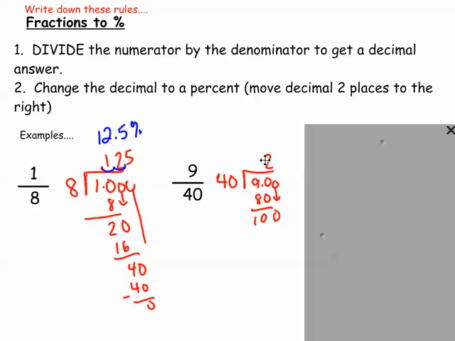80, 40 goes into 100 twice. That's 80. 20 left over. Bring down another 0. And 40 goes into 200 5 times. So now I'm finished. Bring that decimal straight up. So now I have my decimal. I'm going to move it to a percent by moving it 2 places. Move it 2 places, and it becomes 22.5%.